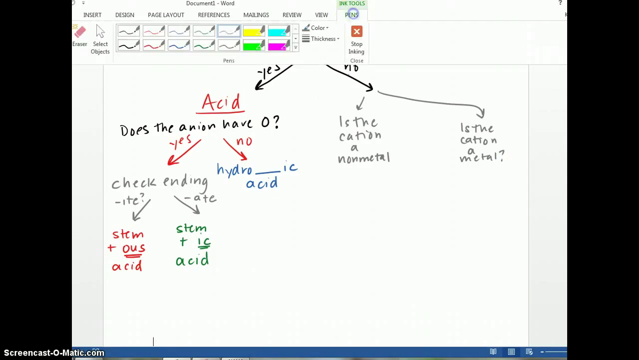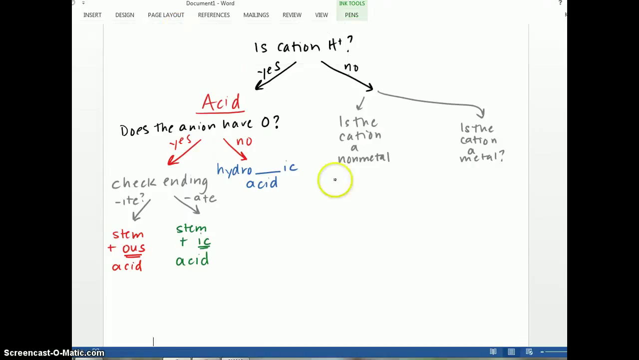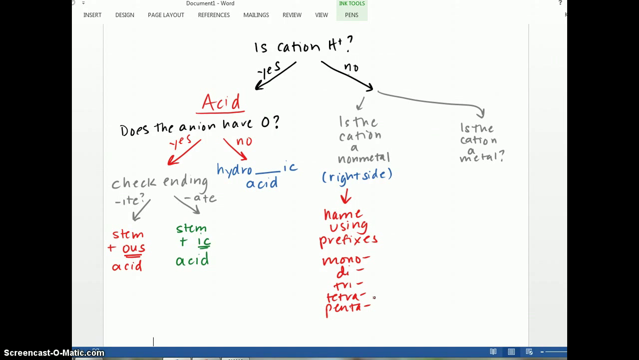And if we're looking at our nonmetals, we're looking at things on the right side of the periodic table for our cation. If our cation is indeed a nonmetal, then we will go ahead and name it using prefixes. And these are the rules that we learned before, but we're looking at things like mono, di, tri, tetra, penta, etc.